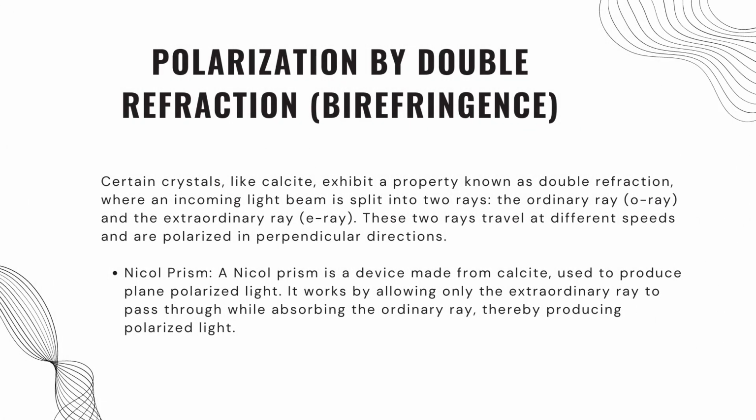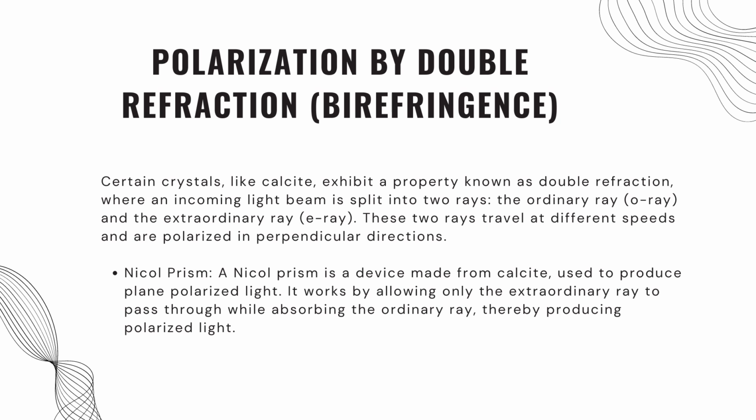Polarization by double refraction. Certain crystals, like calcite, exhibit a property known as double refraction, where an incoming light beam is split into 2 rays, the ordinary ray, O ray, and the extraordinary ray, E ray. These 2 rays travel at different speeds and are polarized in perpendicular directions.